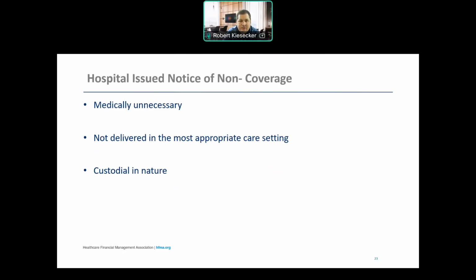Hospital issued notice of non-coverage. So medically unnecessary, not delivered in the most appropriate care settings, and custodial in nature.